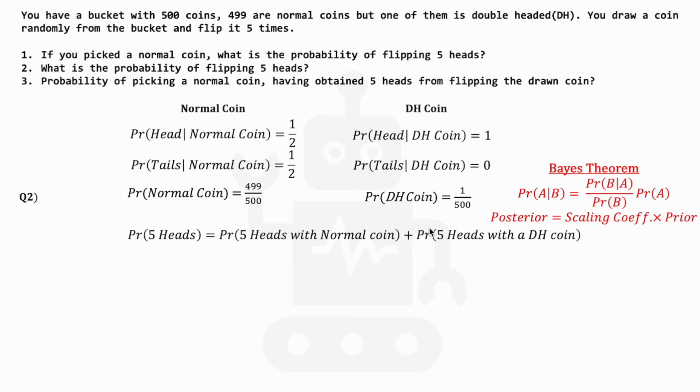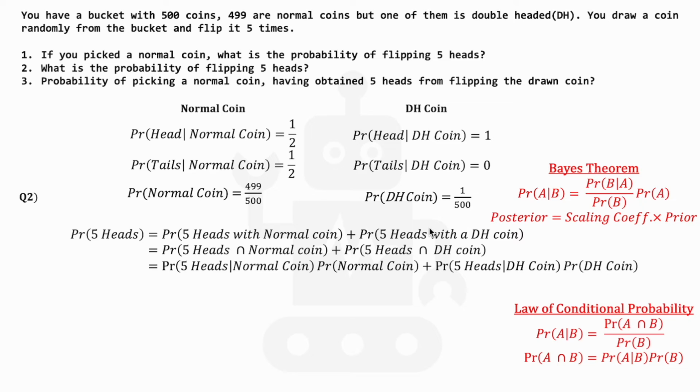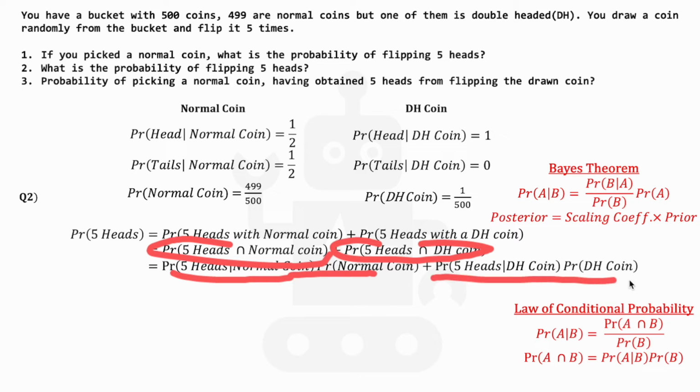Breaking that down further with more mathematical notation, it is the probability of getting 5 hits. It's the probability of the event of 5 hits intersected with the event of getting a normal coin, plus the probability of the event of 5 hits intersected with the event of getting a double-headed coin. And breaking this down further, using the laws of conditional probability, we can see that these two terms break down into these 2 terms here, right? Using this equation here.